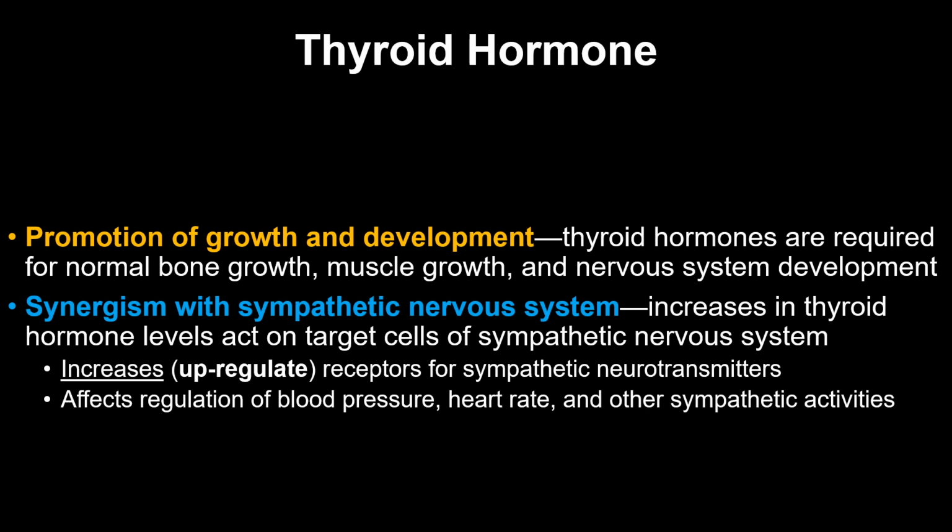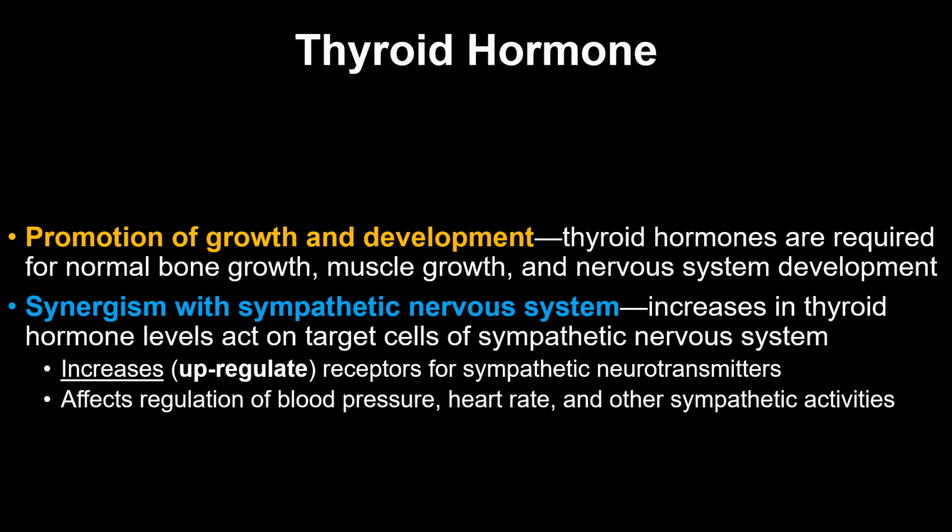Thyroid hormones are also required for normal bone growth, normal muscle growth, and nervous system development. Now, the exact roles are not fully understood as far as thyroid hormone is concerned, but thyroid hormone deficiencies definitely result in stunted growth and problems with nervous system development, as we'll discuss in a little bit. So there is a very close link, but it's not fully understood.